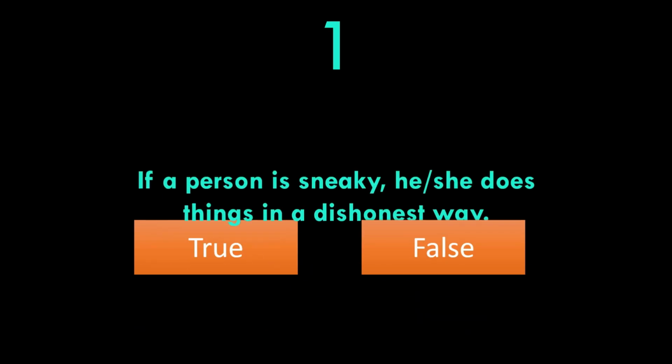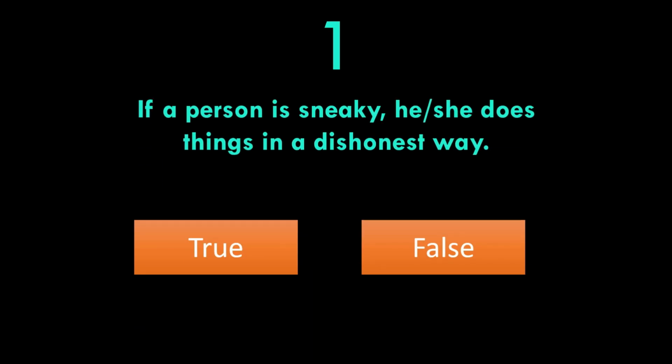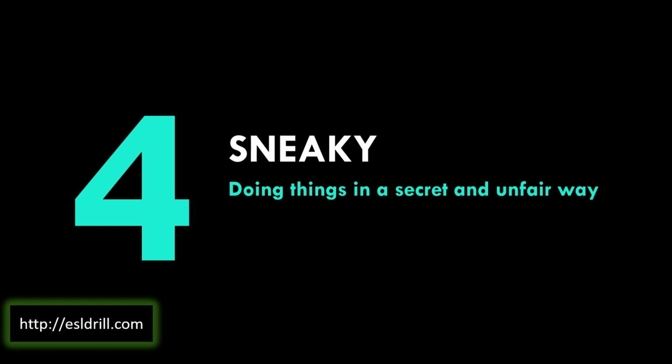Number 1. If a person is sneaky, he or she does things in a dishonest way. Do you think this is true or false? Pause the video, think of it, and guess the answer. If a person is sneaky, he or she does things in a dishonest way. Okay, welcome back. This is true because this is what we learned. Sneaky people do things in a secret and unfair way. So, true is the answer there.